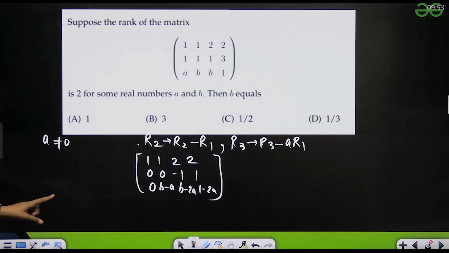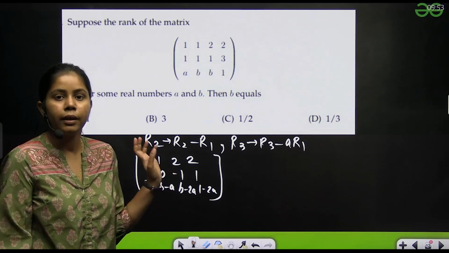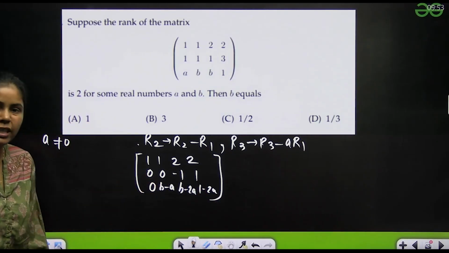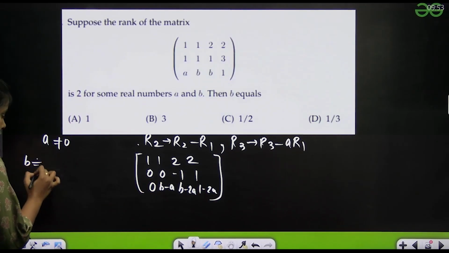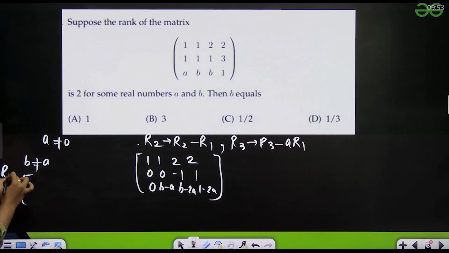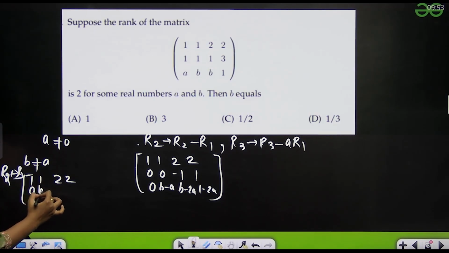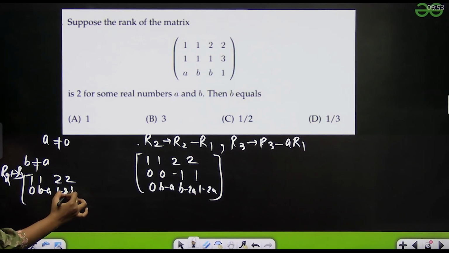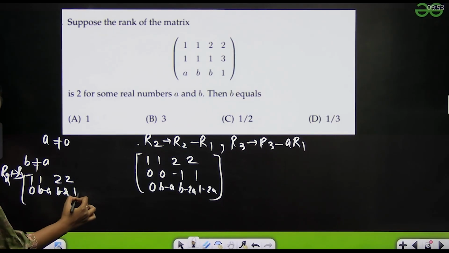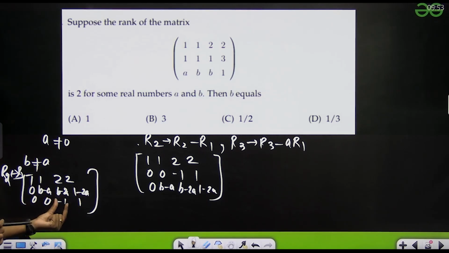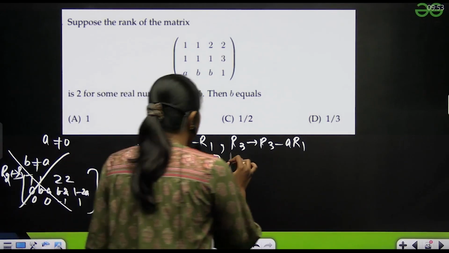Now one thing you would notice here: if I am not taking B equal to A, I'll interchange the second and third row. Let's suppose I am taking B not equal to A, and then I'll interchange R2 with R3. What would I get? 1 1 2 2, 0 B minus A, B minus 2A, and 1 minus 2A, 0 0 minus 1 1. So you can see this is the first non-zero entry, this is the first non-zero entry. It is in row reduced echelon form. Rank would be 3, but they have said that rank would be 2. So this would be incorrect.